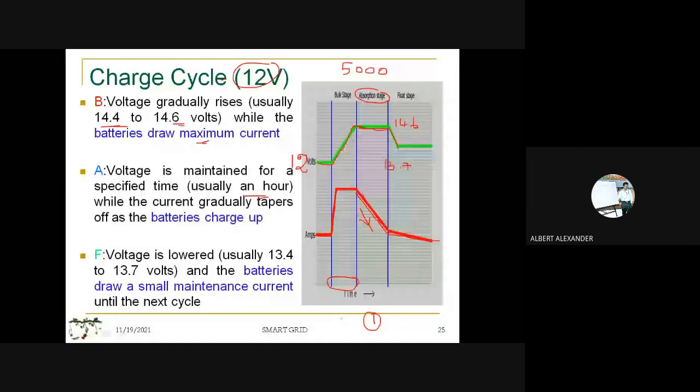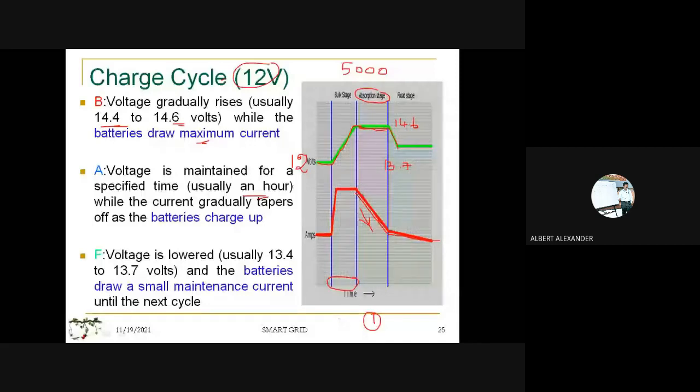So this is the way we can understand this particular thing. If a battery covers the 5,000 charging cycles, the battery will be completing its life. So the lifetime of a battery will be 5,000 charging cycles. Okay, so this is the charging cycle.